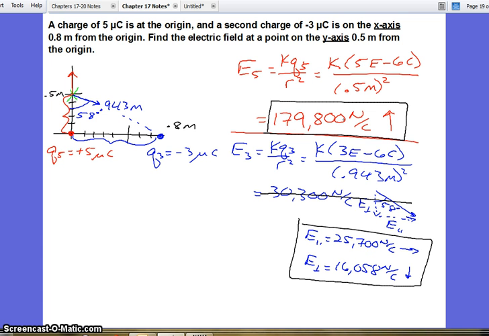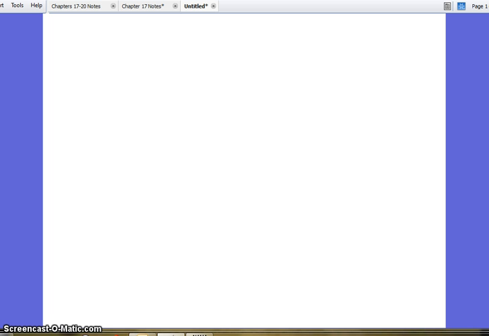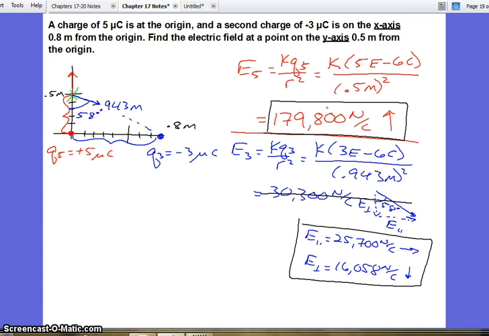So what we're going to do is find the overall total in the x and the overall total in the y. So let's write that down here. Let's first find the overall total electric field in the x. And in the x direction, there is only one component, which is 25,700 newtons per coulomb. In the y direction, there's two. There's 179,800 up and the 16,058 newtons per coulomb down.